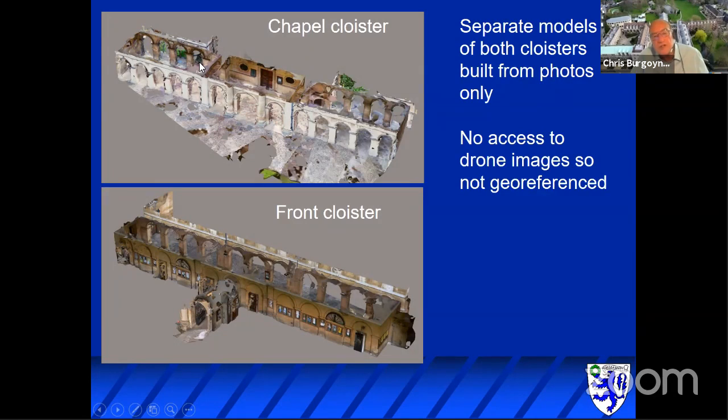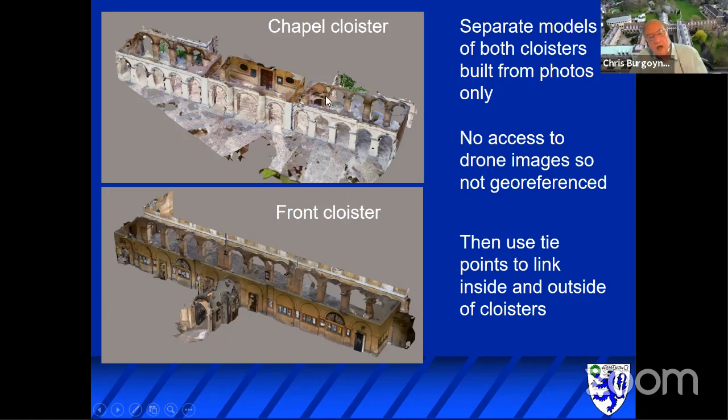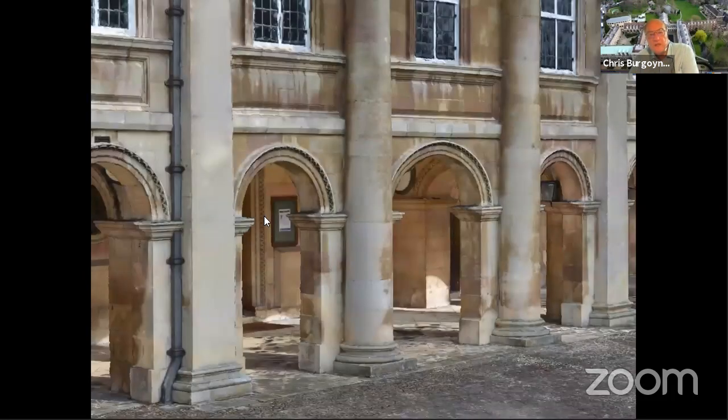So this is the chapel cloister with the roof removed, and you can see the entrance to the chapel from the court, and that's the entrance to the chapel itself. And you can see the cloister out towards the Master's Lodge and out towards the paddock. And so I built two separate models for the two cloisters. And then I identified tie points inside the cloister, which I could see from outside, and outside the cloister, which I could see from inside, which allowed me to fix the position of these cloisters together. And that leads to a model like this.